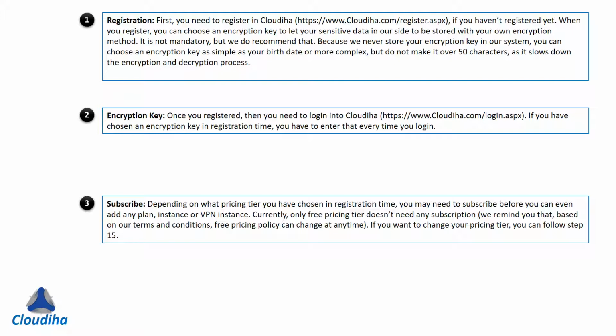Subscribe. Depending on what pricing tier you have chosen at registration time, you may need to subscribe before you can even add any plan, instance or VPN instance. Currently, only the free pricing tier doesn't need any subscription. We remind you that, based on our terms and conditions, the free pricing policy can change at any time. If you want to change your pricing tier, you can follow step 15.